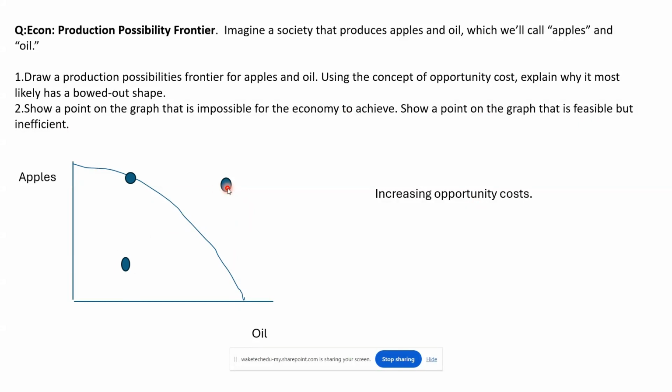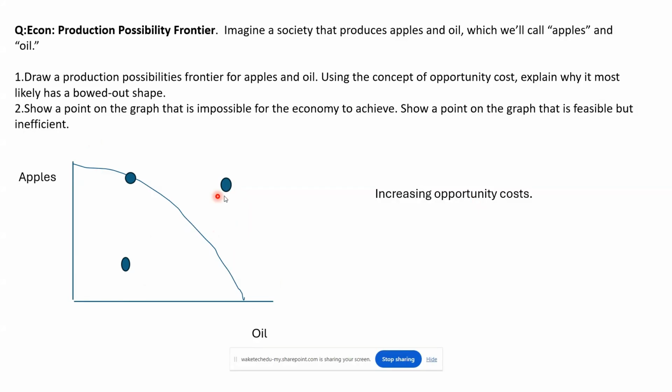And this point is currently not feasible. It's beyond our production possibility frontier or curve. Now, if we made improvements to drilling or found better fertilizers for apples, there's a chance that we could shift this production possibility curve or frontier out and make this feasible, but currently it's not feasible. So inside the curve is feasible but inefficient, on the curve is feasible and efficient, and outside the curve is not feasible. Hope this helps.